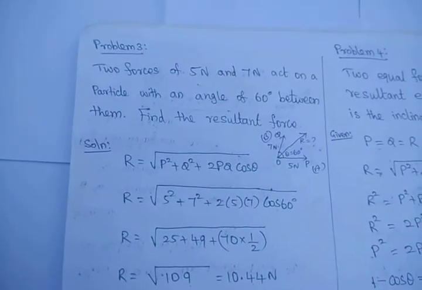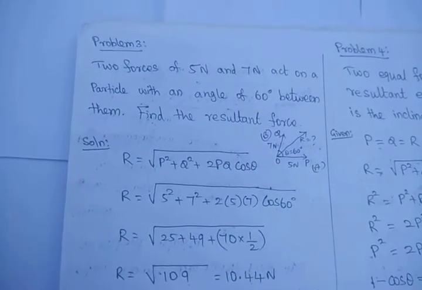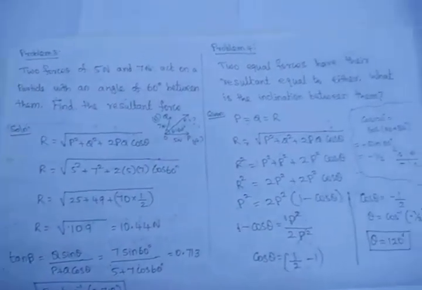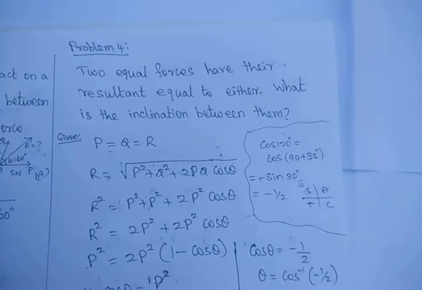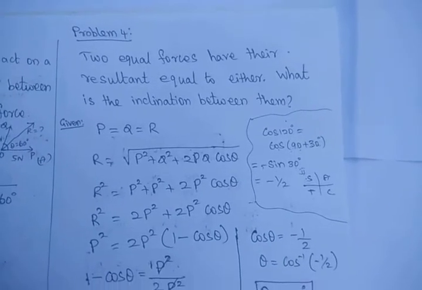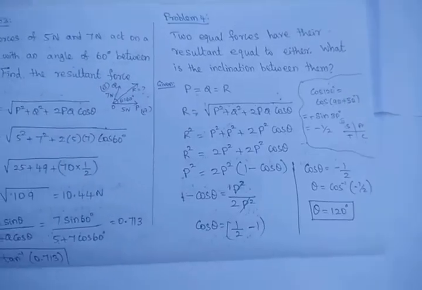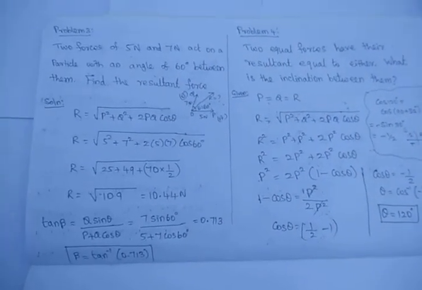So very simple problems we are seeing that. First one is the two forces acting at one particular point with an angle theta 60 degree. And the second one is two forces having the resultant also equal. So what is the angle between them? So likewise we are going to solve the problems in assignments also.